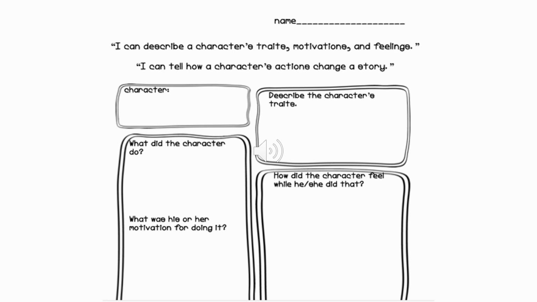I can describe a character's traits, motivations, and feelings. I can tell how a character's actions change a story. So we're not only looking at how the character's feelings, traits, and motivations change throughout the story, but we're looking at how this character's feelings, traits, and motivations change the actual story, the events or sequence of events in the story. So the first thing you're going to do is think about which book you're choosing.